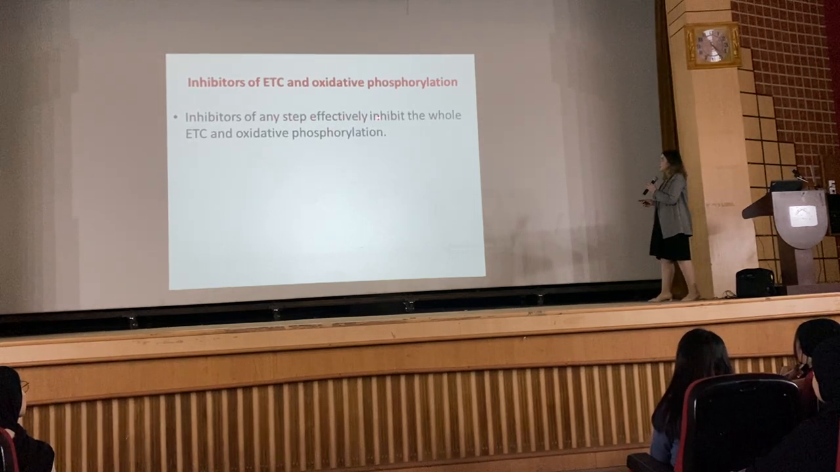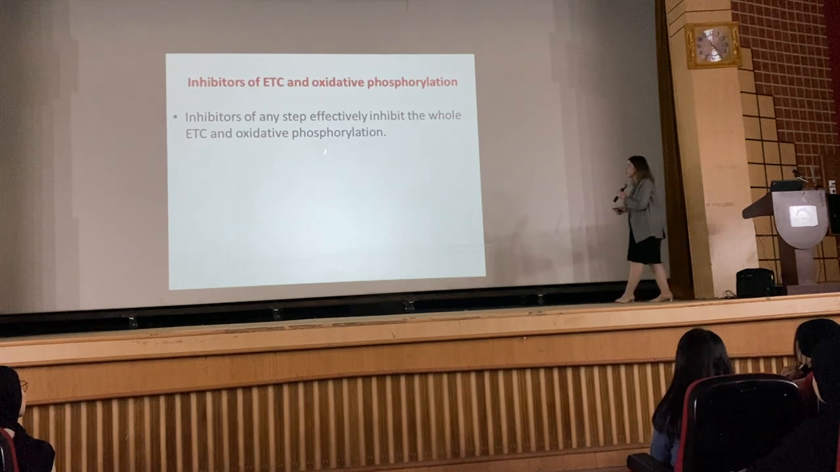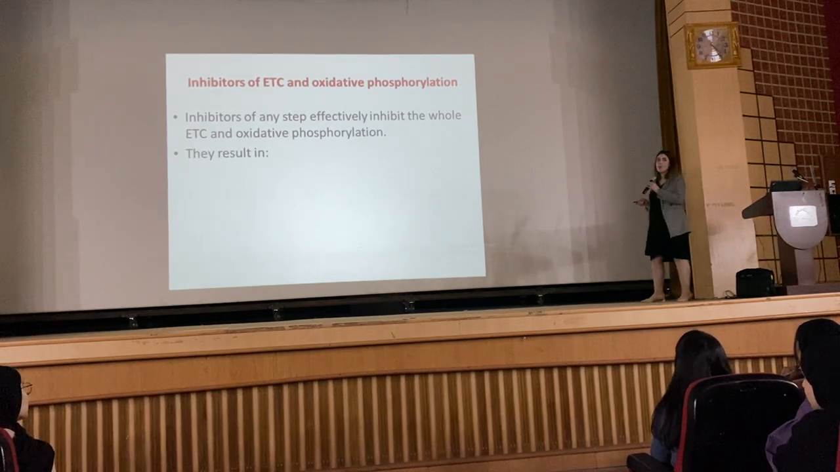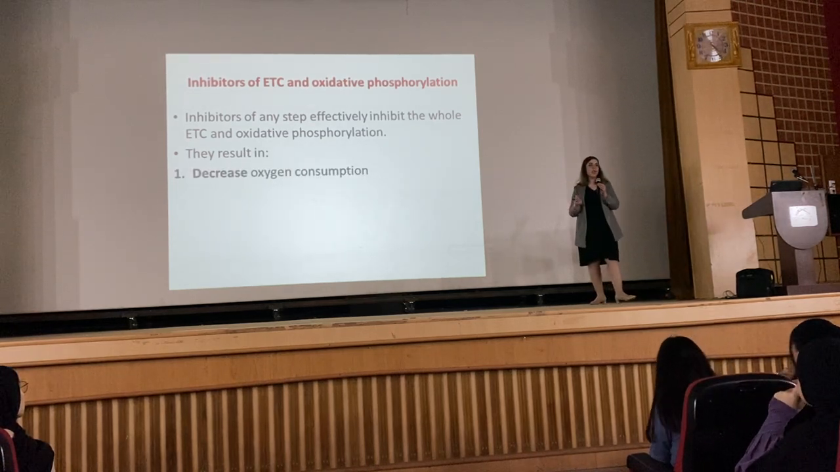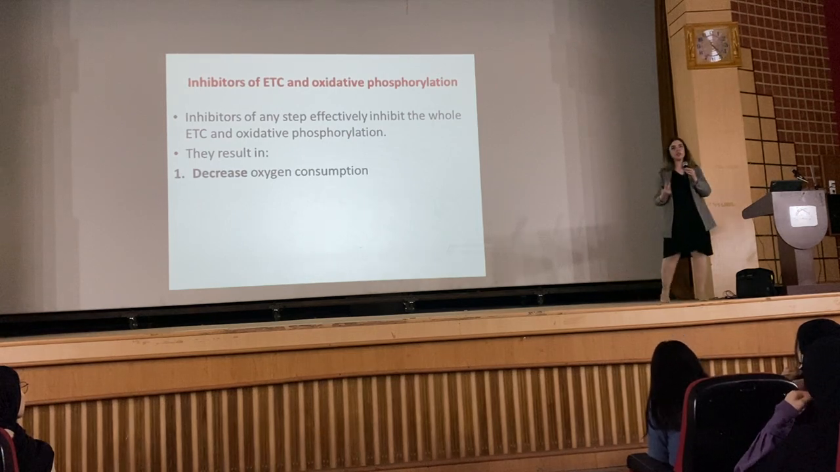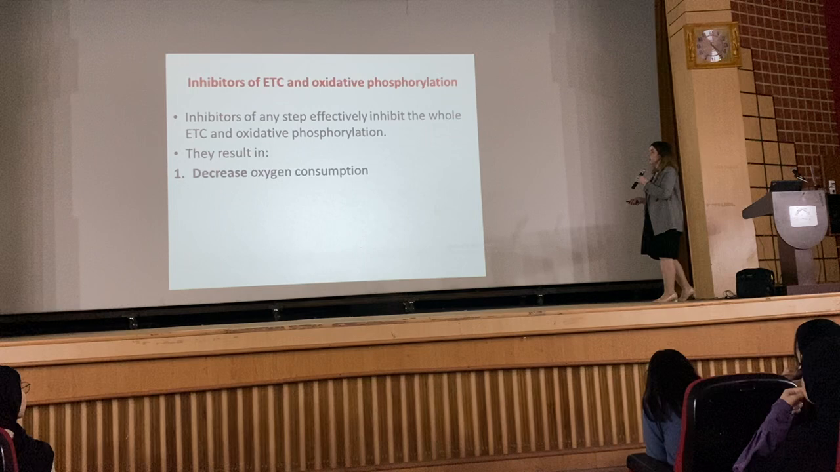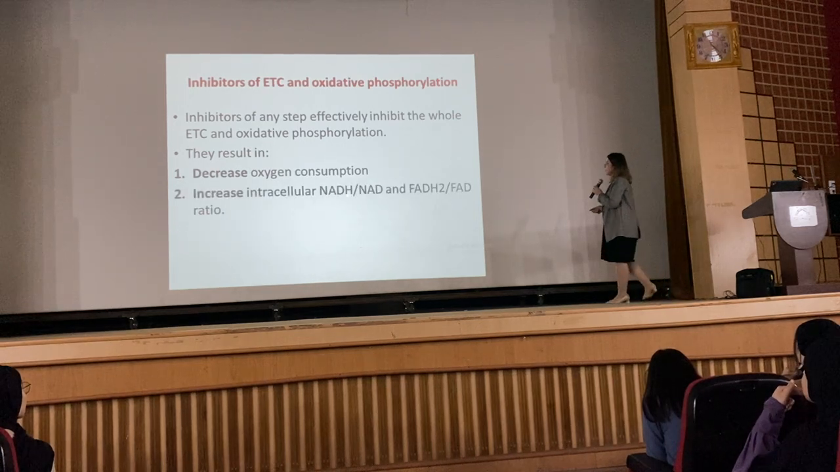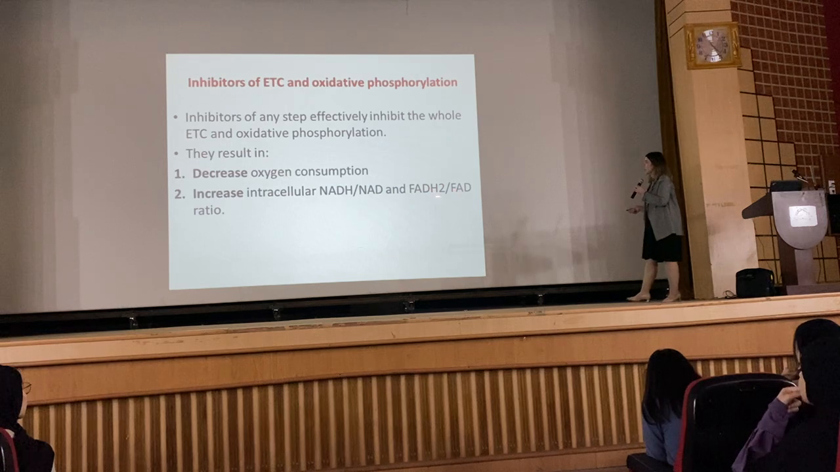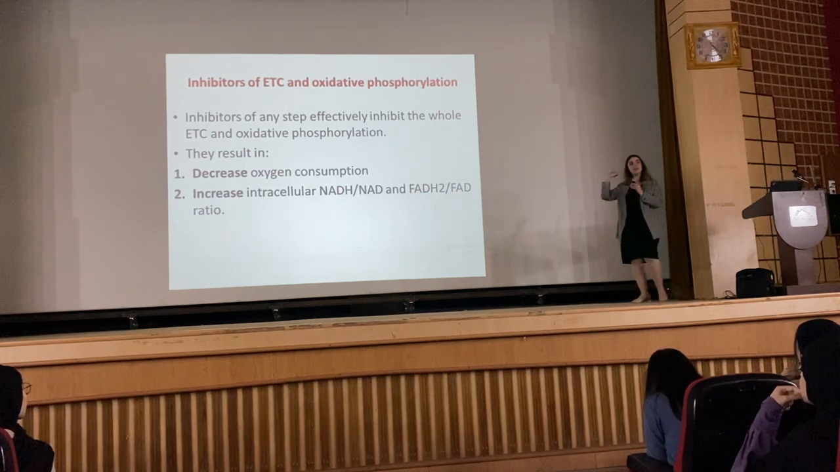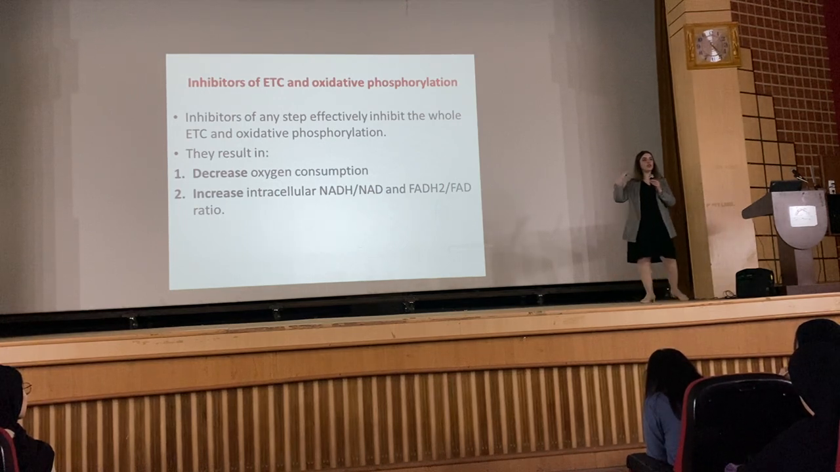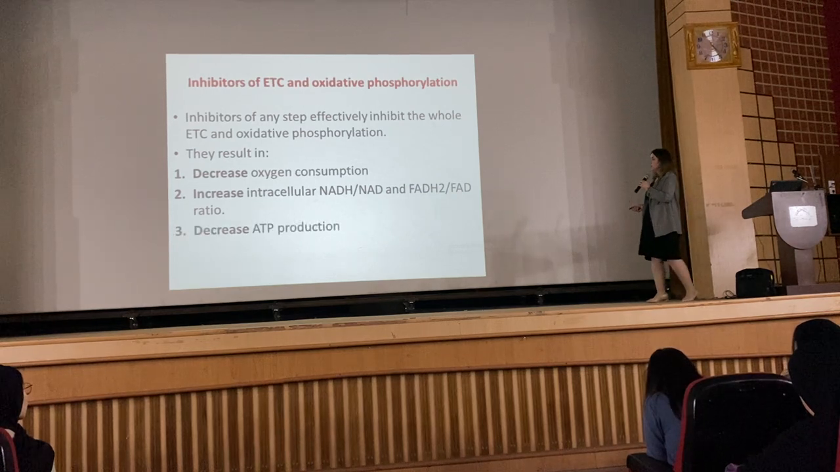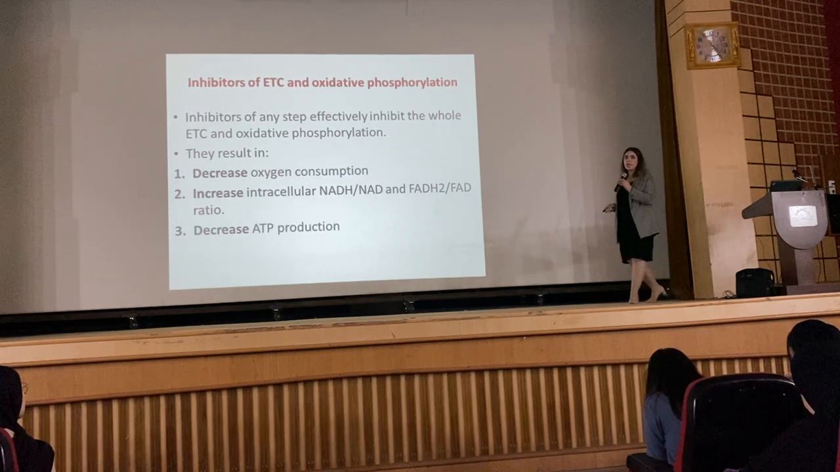An inhibitor of any step effectively inhibits the whole electron transport chain and oxidative phosphorylation. With an inhibitor, oxygen consumption will be decreased. Watch it: the whole chain inhibitor. There will be an increase in intracellular NADH over NAD and FADH2 over FAD. Decrease ATP production. Of course, when we have an inhibitor, it will inhibit the production of ATP.